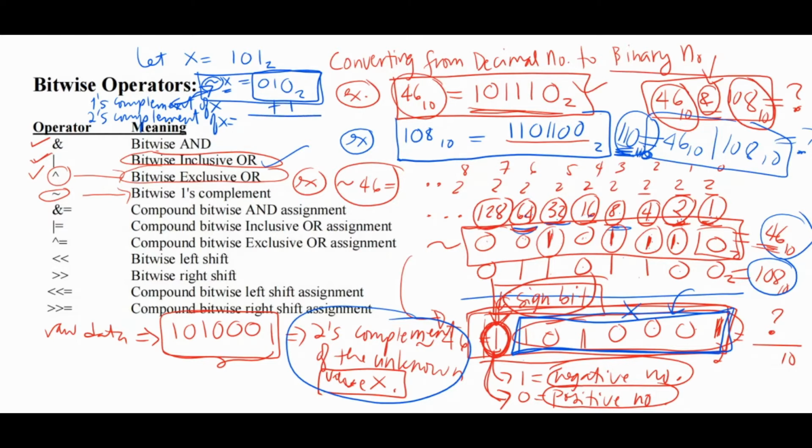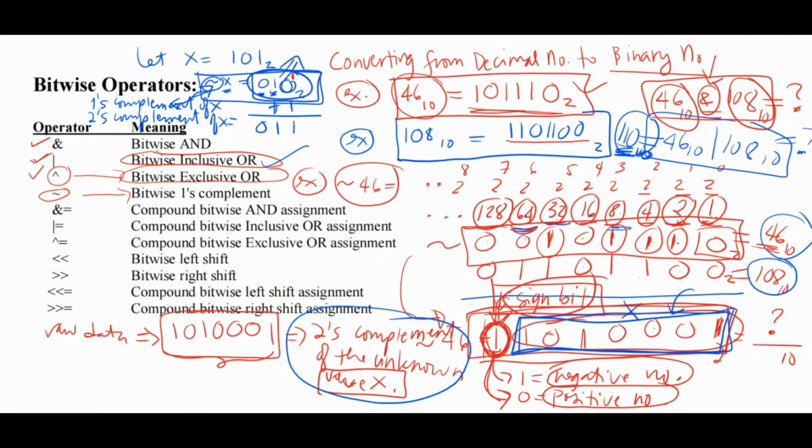So 010 base 2 plus 1 results in 0 plus 1 is 1, and bring down this 1 here and this 0 here. So if we're going to convert this binary value to decimal, take note of the bit position. For the rightmost, it is 1.